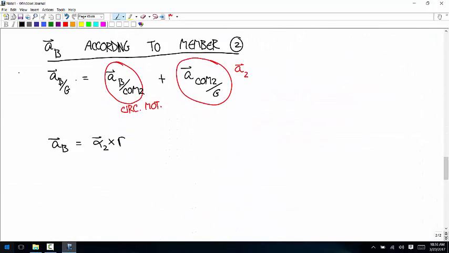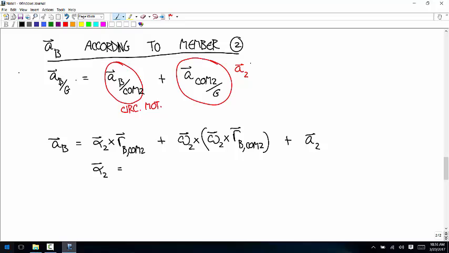So r2b from the center of mass of 2. That's kind of ugly. And then plus omega 2 crossed with the quantity omega 2 cross r2b from the center of mass of 2. And then add on a2. Alpha 2 is equal to 0, 0, scalar alpha 2.